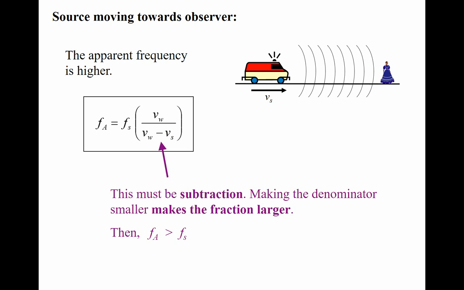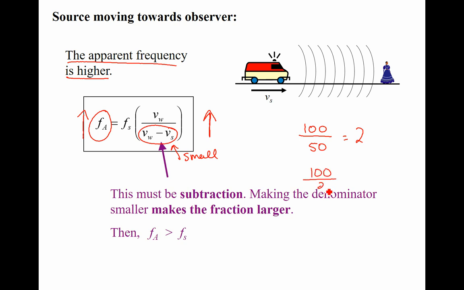If the source is moving towards the receiver, we know that we should have a higher, so larger, apparent frequency. We need this side to increase, which means this side also needs to increase. So if I'm dividing by VW minus VS, I want that to be as small as possible because when we divide by a smaller number, we end up with a bigger number. For example, take 100 and divide it by 50. That's equal to 2. If I take 100 and divide it by 2, it's equal to 50. So as this denominator gets smaller, this side of the equation increases. As this denominator gets bigger, this side decreases. That's that inverse relationship. So we want this to be small to have a larger frequency.